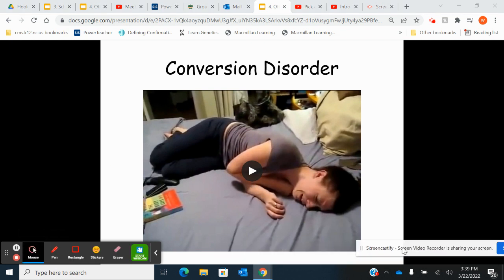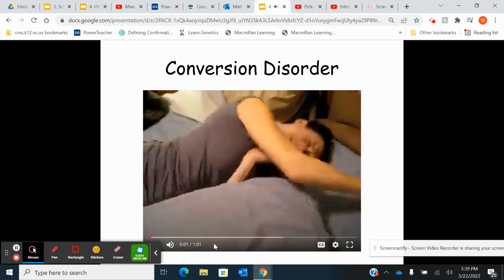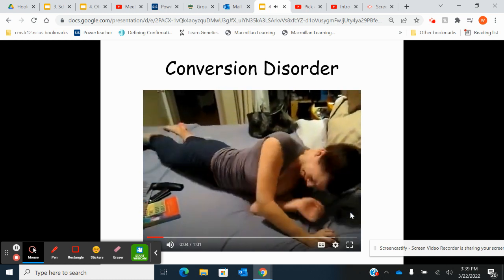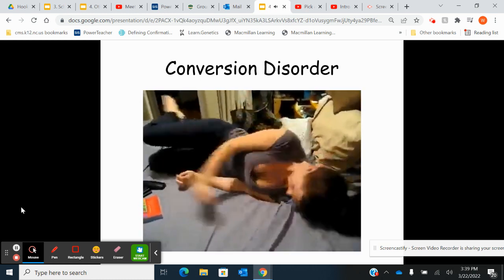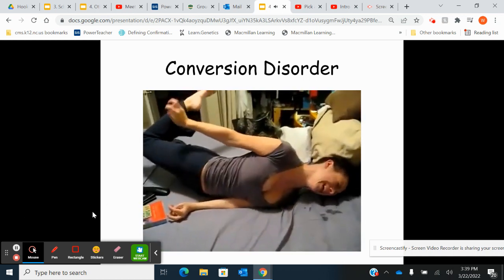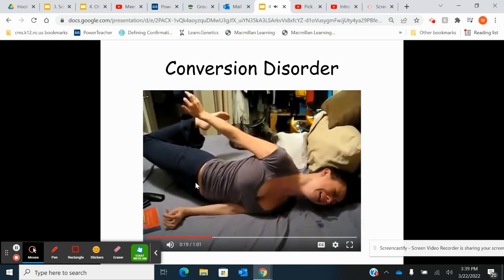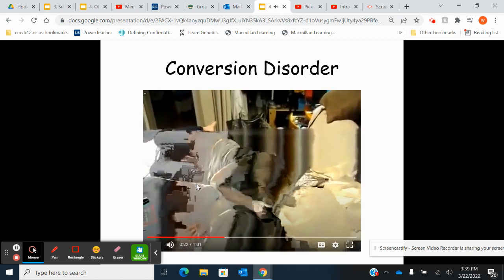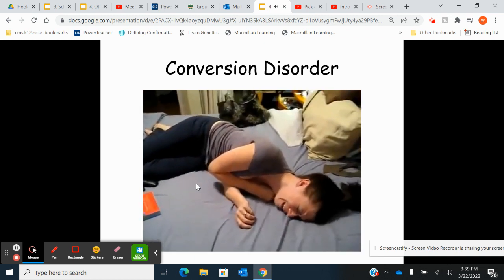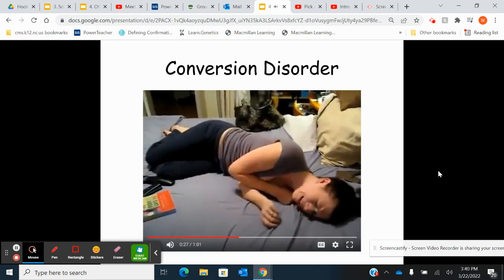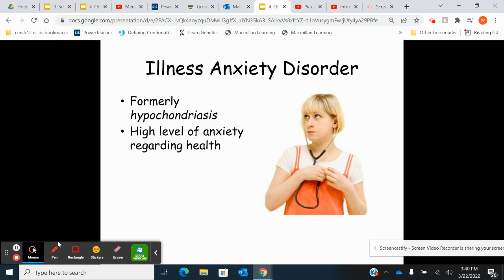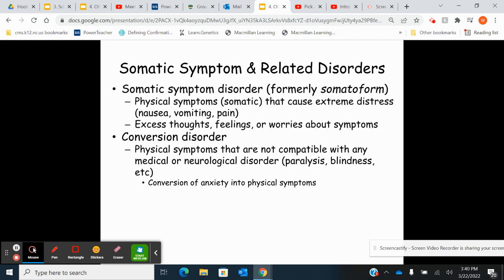Here's an example, though. This is a woman who has conversion disorder, where she has seizures that do not have any medical cause. Okay. All right. So there you go. That is conversion disorder. So, somatic symptom disorder, conversion disorder.